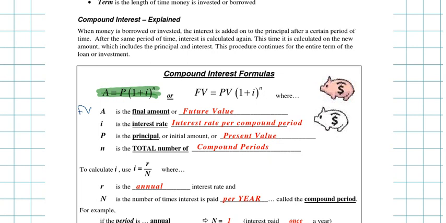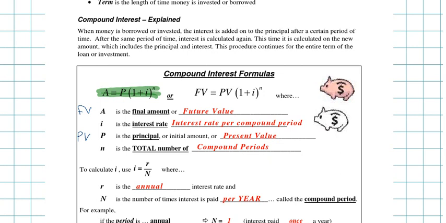P, or you can also call it PV, which is your present value, so how much you put in the account right now, or how much you borrow right now. And N is the total number of compounding periods. So this is how many times you are going to earn that interest. Are you guys okay with that?